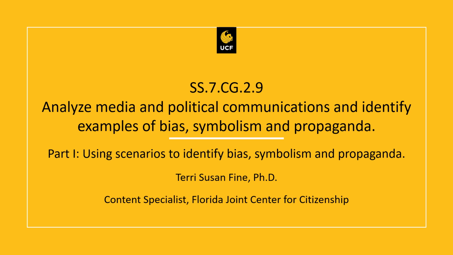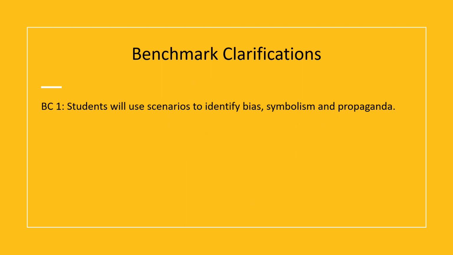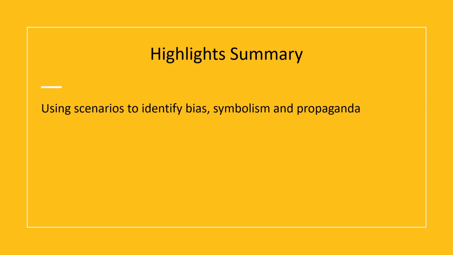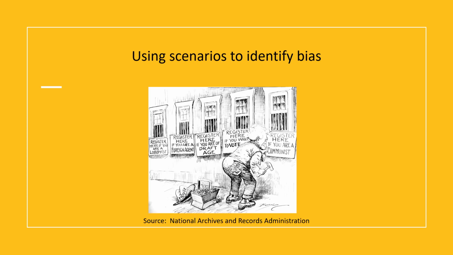We'll be focusing our attention on Benchmark 2.9, in which we will analyze media and political communications and identify examples of bias, symbolism, and propaganda. In Part 1, we will be using scenarios to identify bias, symbolism, and propaganda. Our benchmark clarifications approach this issue in the same way, as does our highlights summary. Let's look at some scenarios.